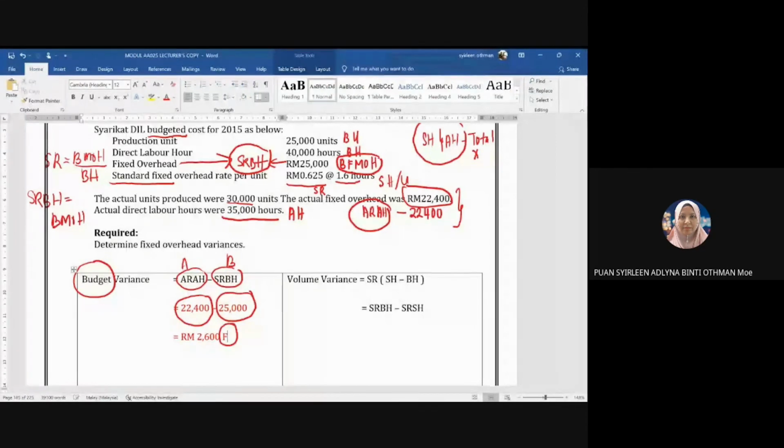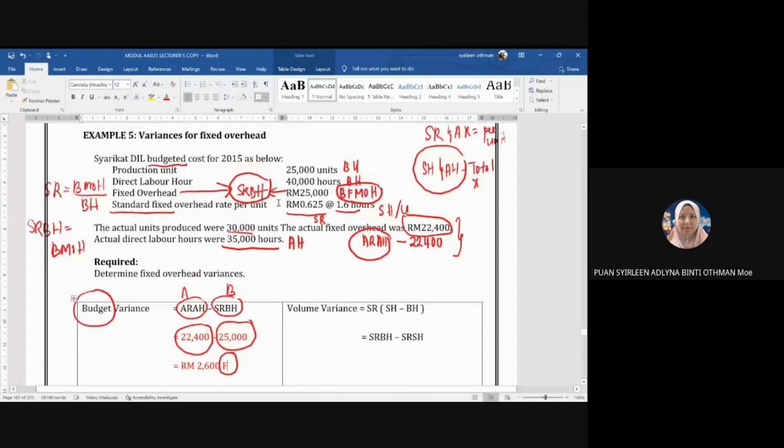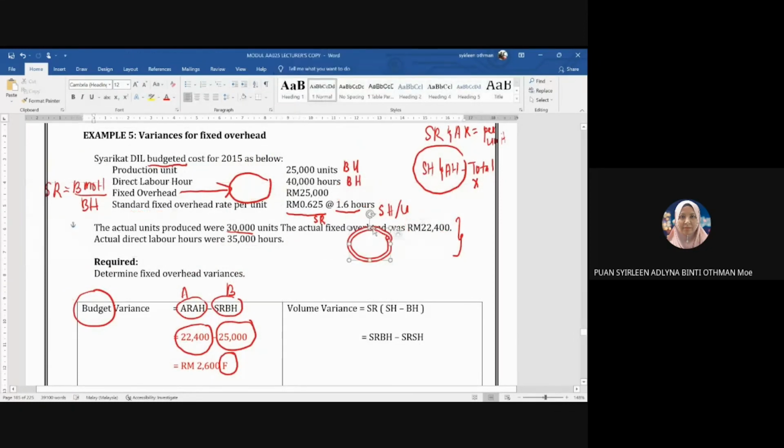Because we managed to produce the same amount of production units within the budget given. That means it is less compared to 25,000. So that means you are okay. Alright, so that's how we determine F or UF for fixed manufacturing overhead. It is a bit different from the other variances. Okay, next we will look at volume.